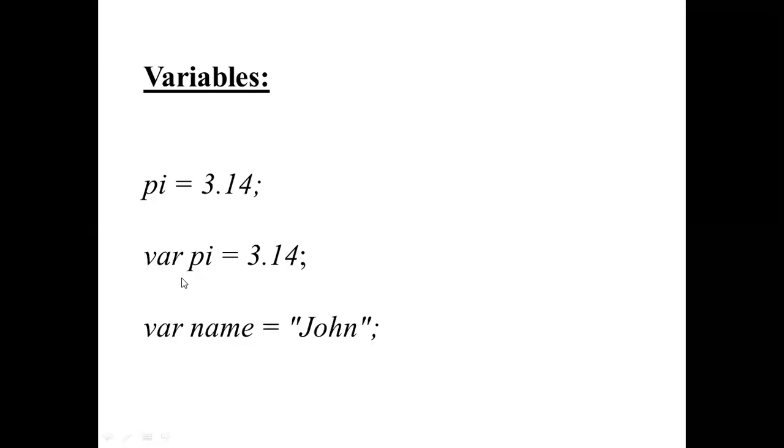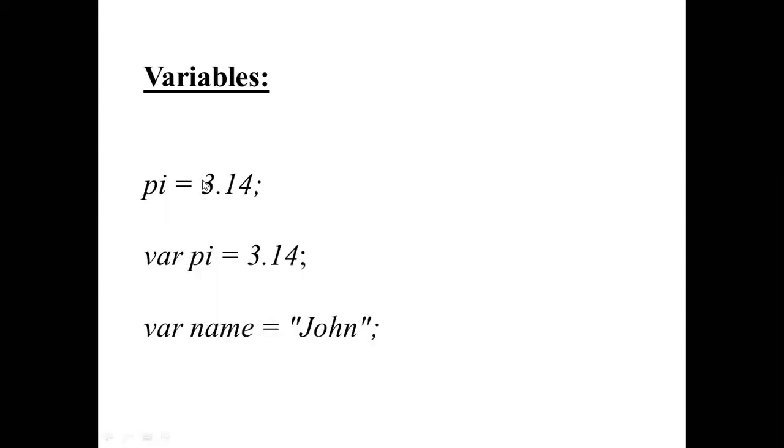Here this one is the explicit declaration: var pi equal to 3.14. Here also the data type of pi is number. So the first one is the implicit declaration and the second one is the explicit declaration. Implicit declaration is possible because JavaScript is a loosely typed, that is dynamically typed, language. That is, there is no need to declare the data type of a variable.